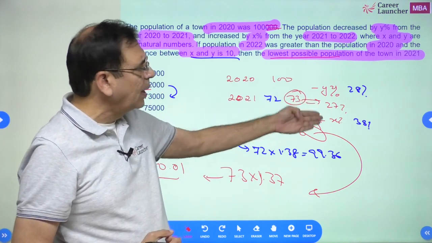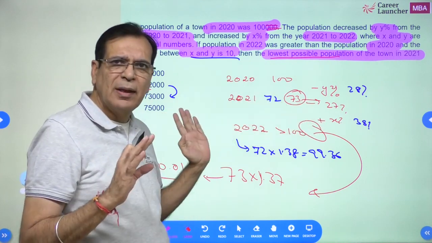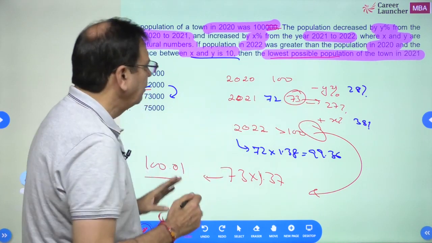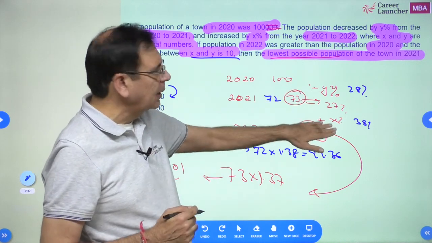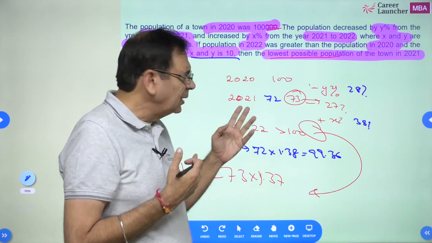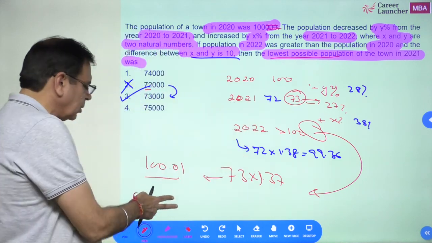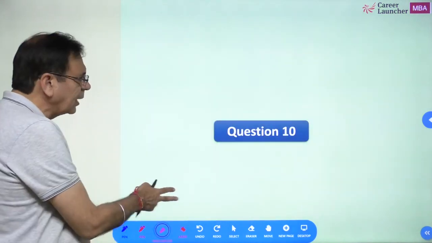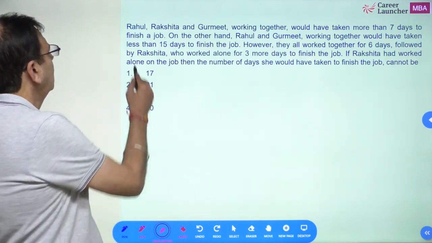Strictly speaking, it is talking about successive changes of -y and +x, that is what it is saying. It is saying effectively that two successive changes of y% and x% have to be greater than 0%. That's what it is saying. But I don't have that much time to create useless questions and solve them. Next question.